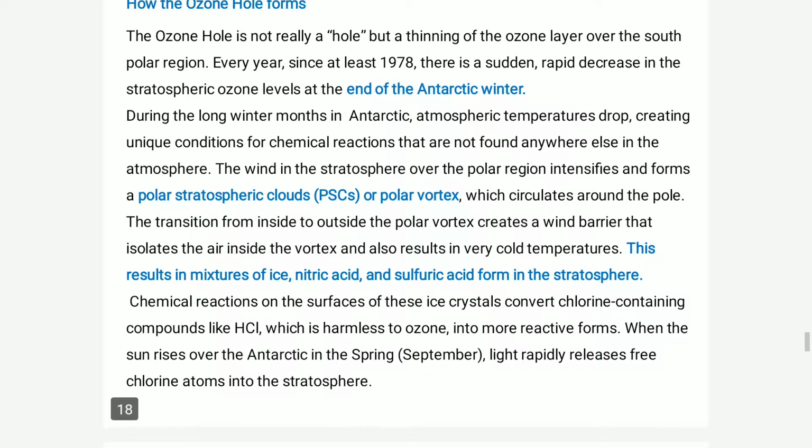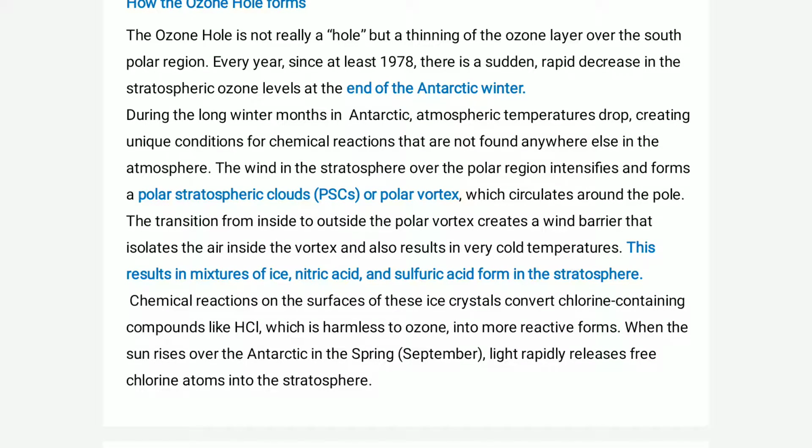The wind in the stratosphere over the polar region intensifies and forms a polar stratospheric cloud or polar vortex, which circulates around the pole. The transition from inside to outside the polar vortex creates a wind barrier that isolates the air inside the vortex and also results in very cold temperature. So this results in a mixture of ice, nitric acid and sulfuric acid formed in the stratosphere.